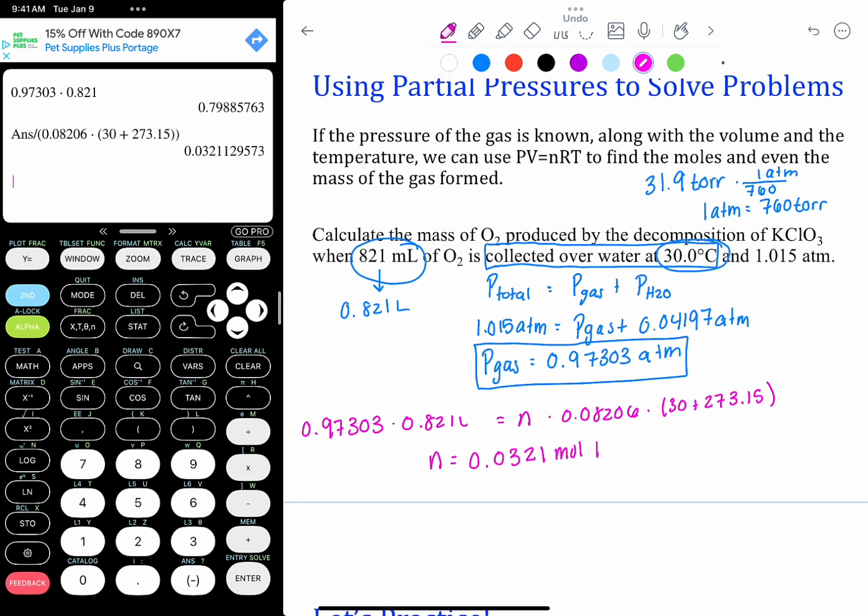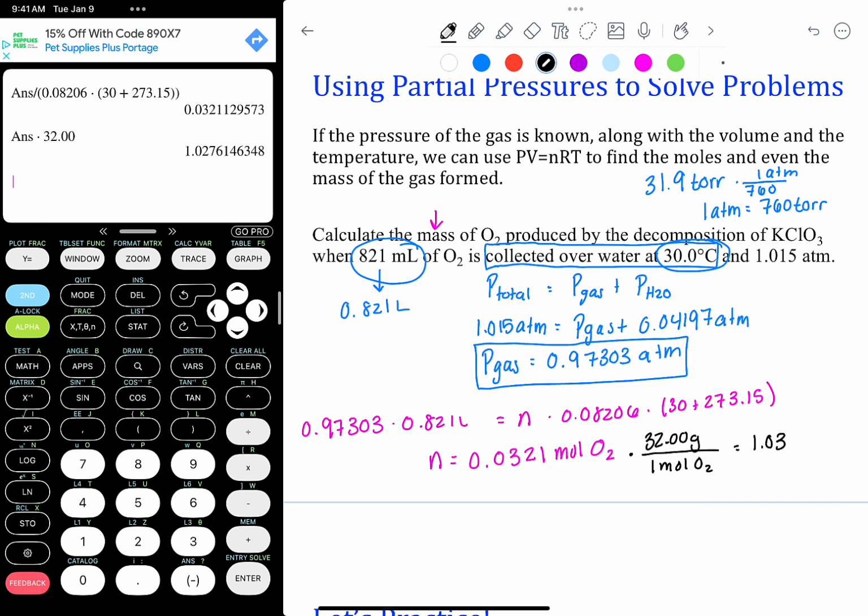not KClO3, of O2. We wanted to find the mass, so now all we have to do is multiply by the molar mass of O2. 1 mole of O2 is 32 grams. So we'll take that and multiply it by 32. And we get a total mass of 1.03 grams of O2. 3 sig figs there. So that is the mass of oxygen produced from the decomposition of KClO3. Let's do one more.